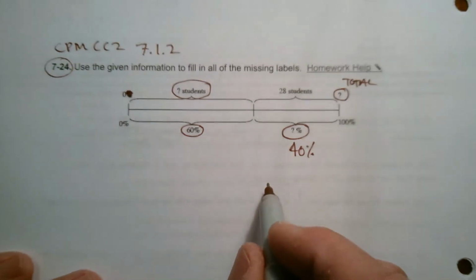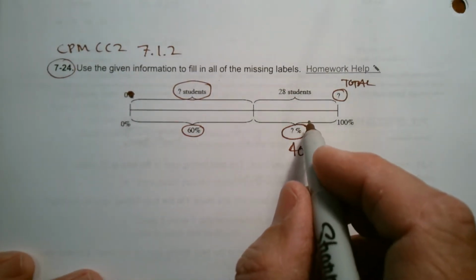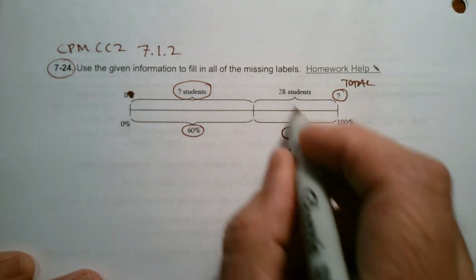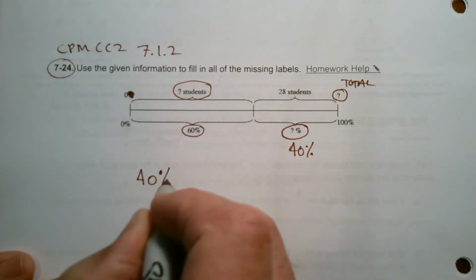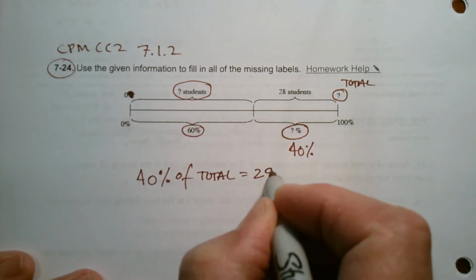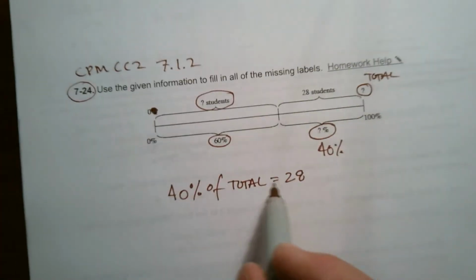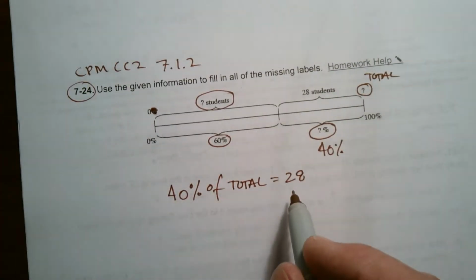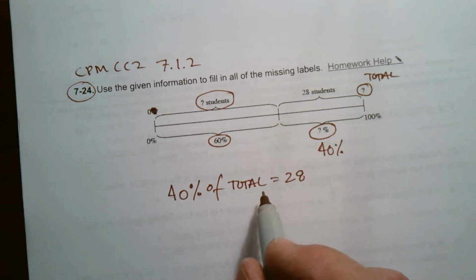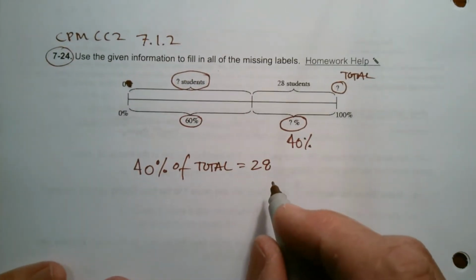So I'm going to look at it this way. I want to find what 40%... I've got a couple things I can do. 40% of the total equals 28 students, correct? I could use some mathematics here, create an equation, and from there determine what that would be. But I have a nice number line, and I'm going to use my number line to my advantage.